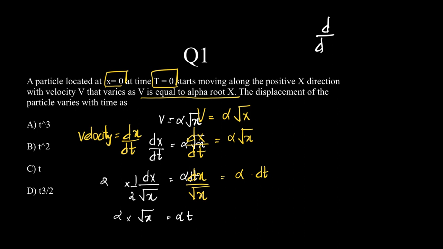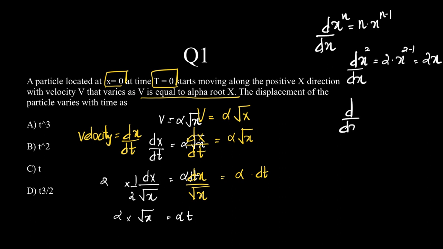Let me write d by dx so that things will become more clear. Since this is the first video, I'll explain the very basic. d by dx of x raised to n is equal to n into x to the power n minus 1. So this is the fundamental formula. Using it, d by dx of x to the power 2 is equal to 2 into x to the power 2 minus 1, which is equal to 2x.